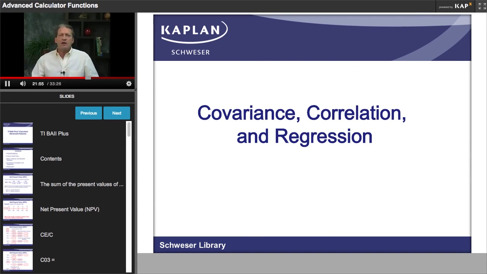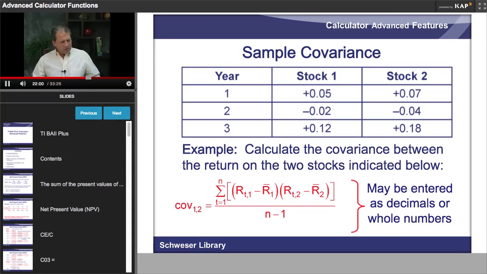Now, let's look at some other statistical functions here: covariance, correlation, and regression. Now, we don't do any regression at level 1, but you might as well learn it while you're learning this. We do deal with correlation and covariance. So the idea here is we have 3 values for each of 2 variables, but each variable has a value for each period. So in year 1, stock 1 was up 5% and stock 2 was up 7%. In year 2, minus 2% and minus 4%, etc.